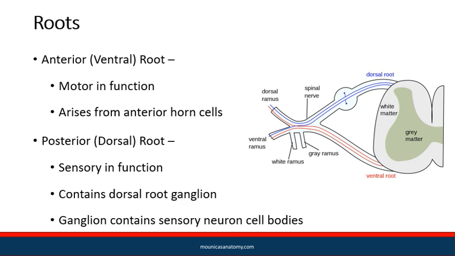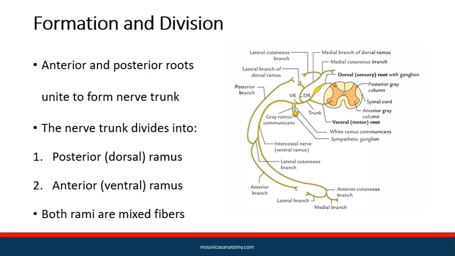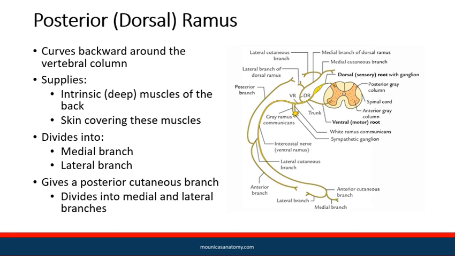Roots. Anterior or ventral root is motor in function, arises from anterior cells. Posterior is sensory in function, contains dorsal root ganglion. Anterior and posterior roots unite to form nerve trunk, which divides into posterior and anterior ramus.